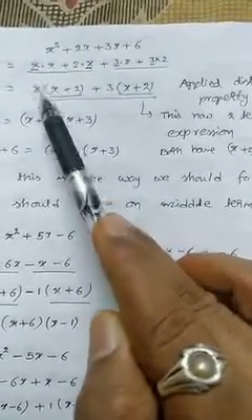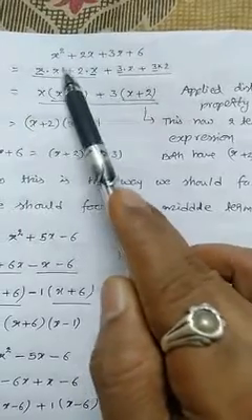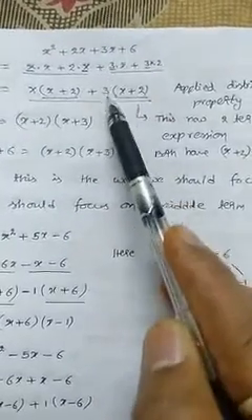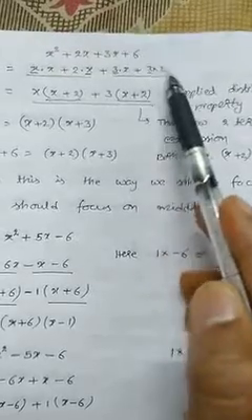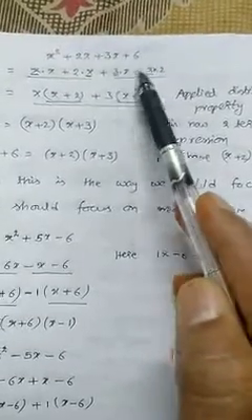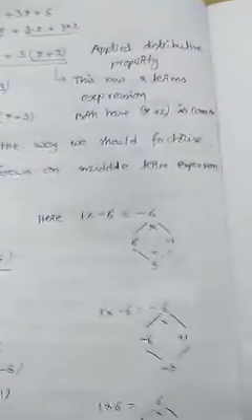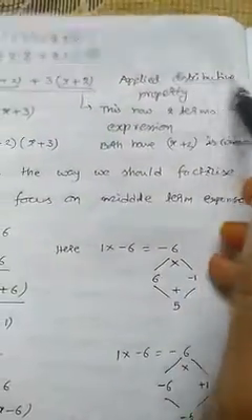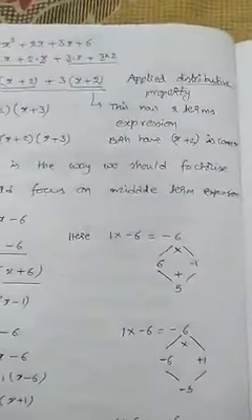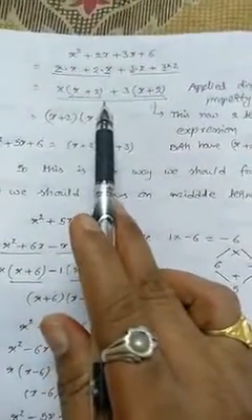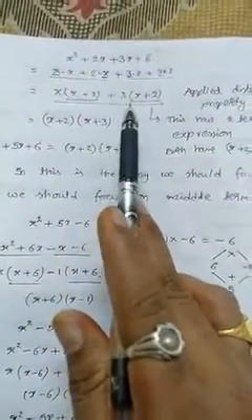After taking it common, what is left here? x is left, and here 2 is left. So x into x plus 2, plus here also 3x and 3 into 2. What is common here? 3 is common, so I take 3 into x plus 2. What property did I apply here? The distributive property. So now you have x into x plus 2 plus 3 into x plus 2.